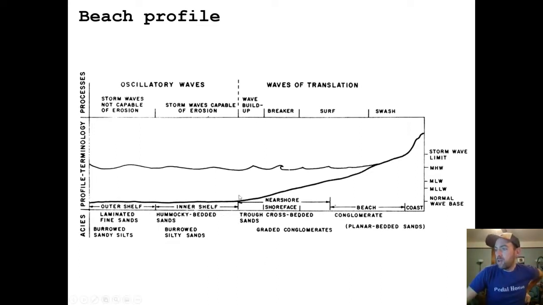If you get a little bit shallower, the large storm waves that would create the oscillatory flow might also be capable of scouring the bed. If they're big enough and the water is shallow enough, you can get what are called hummocky cross stratification, or hummocky bedded sands, where the storm waves are able to erode and deposit sediment. And I'll show you some images of those, right?